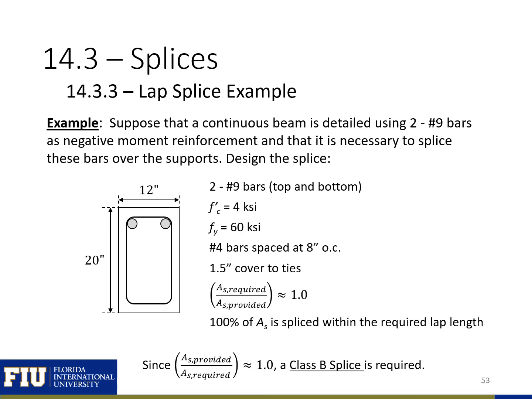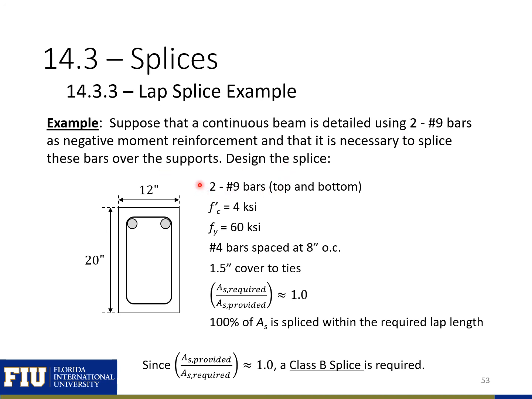On the next few slides, we're going to go through a lap splice example. In this example, suppose that we have a continuous beam with two number 9 bars as negative moment reinforcement, and we need to splice these bars over the support. So we want to design the splice.